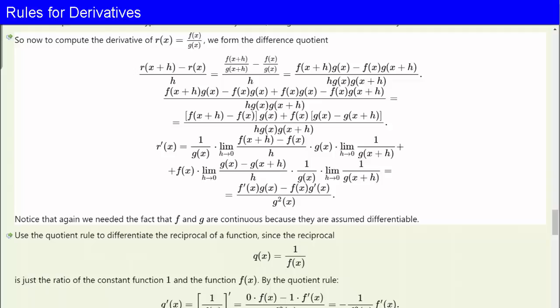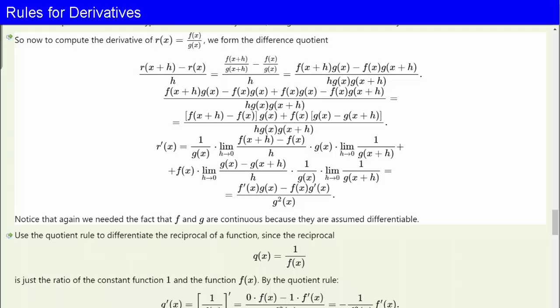And then we have added to that the term f of x times the limit of g of x minus g of x plus h divided by h, times the number 1 over g of x, times the limit as h goes to 0 of 1 over g of x plus h. So it's a real handful of terms, but they're very easily evaluated. And when you clean it up, you get f prime g of x minus f of x g prime of x, all divided by g squared, exactly as we wanted.